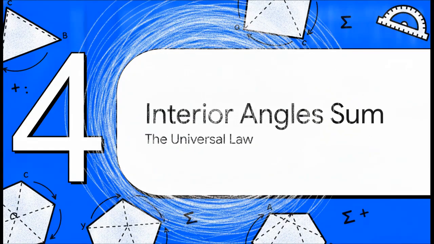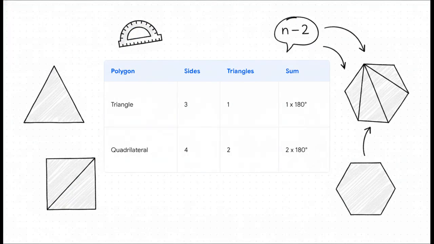Section 4. Summing up interior angles, the universal law. Now, we're ready to uncover the master mathematical rule that governs the inside of every single polygon. The logic here is just elegant. Since we already know every triangle always contains 180 degrees, we can basically just figure out how many triangles fit inside our shapes.